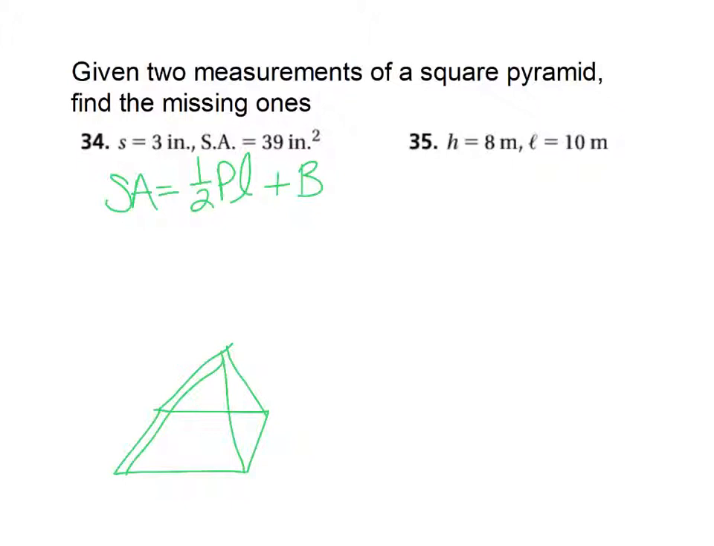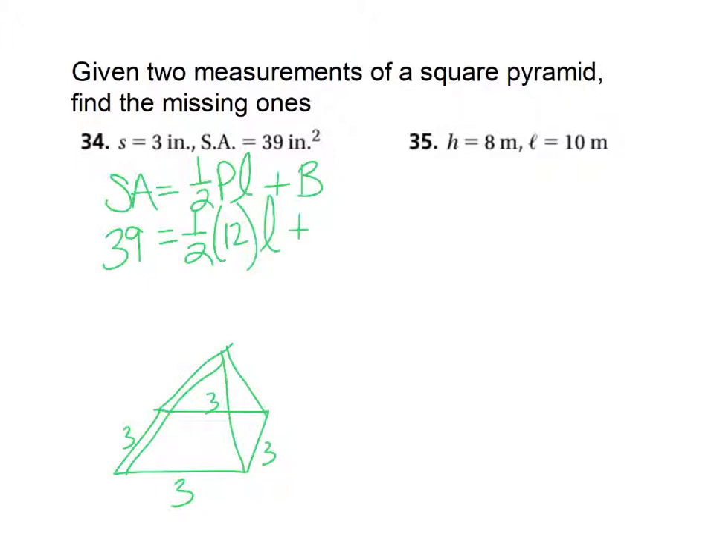Given two measurements of a square pyramid, find the missing ones. What would be missing in this formula? The surface area I already know is 39. They gave that to me. 1/2. They did not give me the perimeter here. But if each side is 3, you could figure out your perimeter. You'd have a 12. So they ultimately gave me the perimeter. Okay, slant height. I don't know that I have slant height, so I'm going to leave an L there.